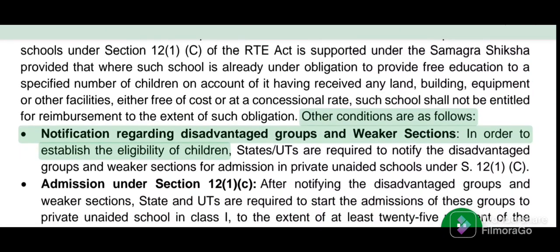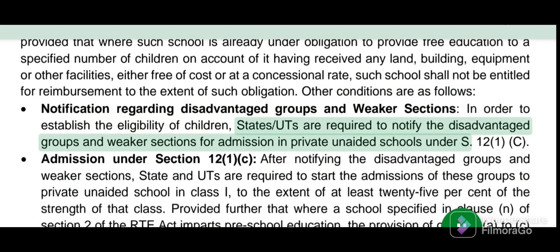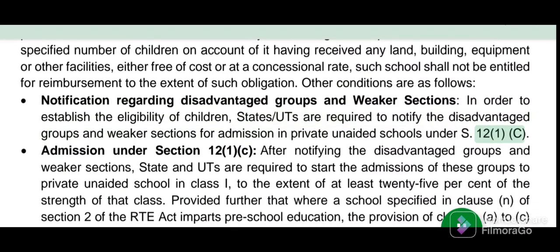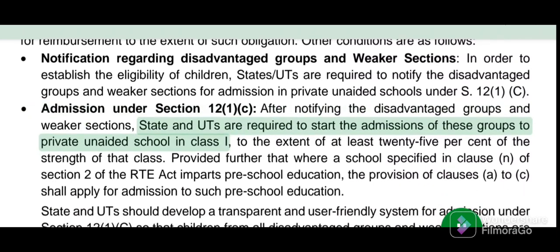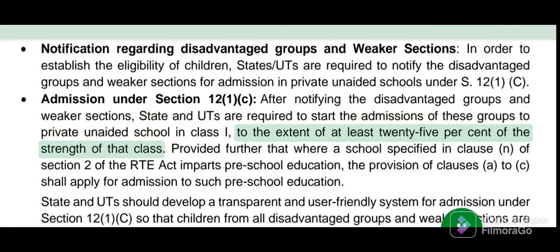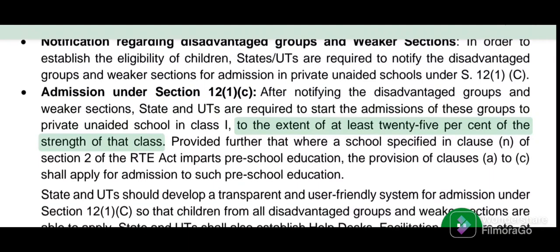Other conditions are as follows. Notification regarding disadvantaged groups and weaker sections. In order to establish the eligibility of children, states and UTs are required to notify the disadvantaged groups and weaker sections for admission in private unaided schools under Section 12(1)(c). Admission under Section 12(1)(c). After notifying the disadvantaged groups and weaker sections, states and UTs are required to start the admissions of these groups to private unaided schools in Class 1, to the extent of at least 25% of the strength of that class.